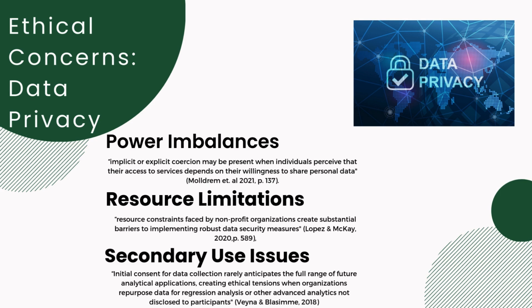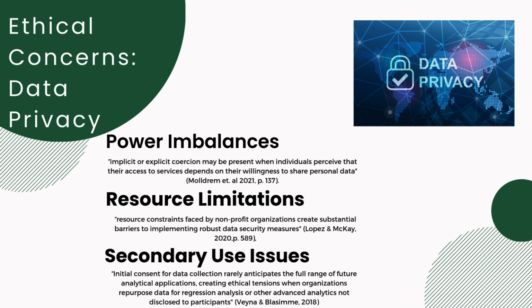However, there are some concerns that need to be noted, right, when navigating this arena of employing regression analysis as well as other statistical measures. The first concerns data privacy. And one of the most interesting ones in the context of nonprofits is power imbalances. As Muldrum and colleagues noted, implicit or explicit coercion may be present when individuals perceive that their access to services depends on their willingness to share personal data.